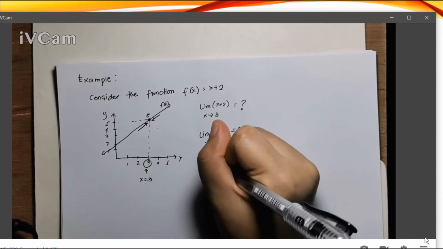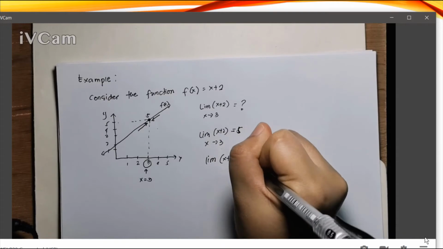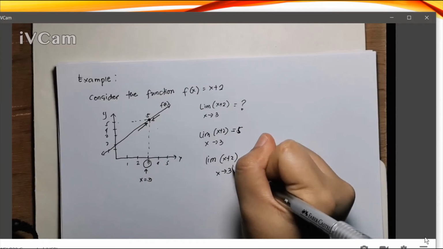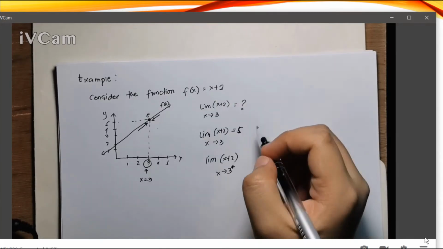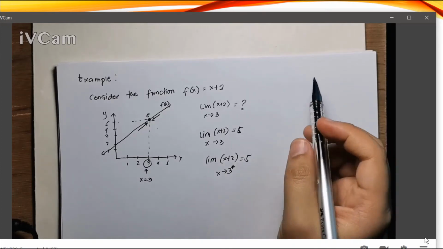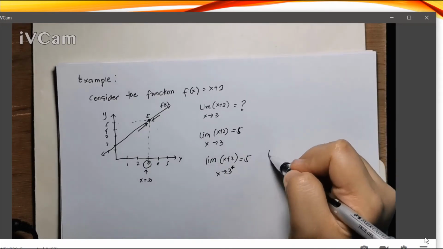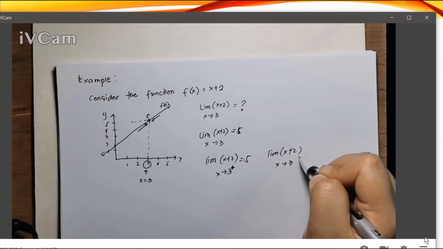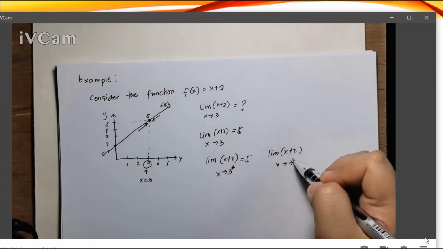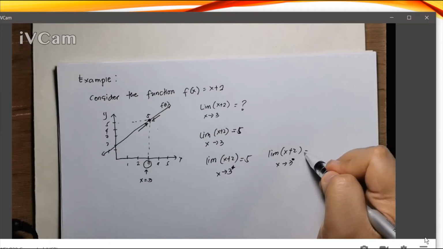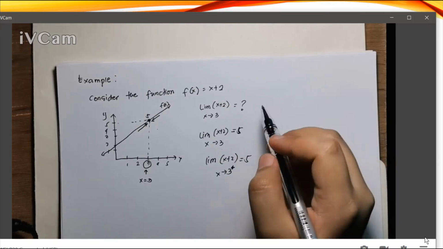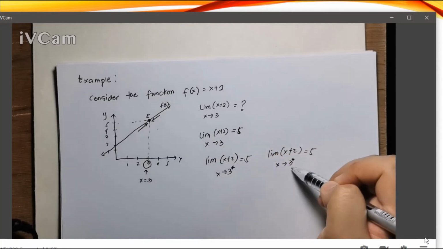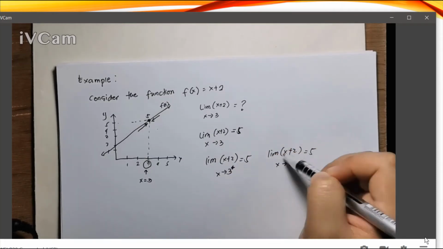If we show it clearly, as x approaches 3 from right to left, that is from the positive direction, it should always be 5. And on the other way around, as our x approaches 3 from the left side to the right side, which is the negative direction, it should also be 5. So we cannot say that a limit of a function has a value if these two don't have the same value.